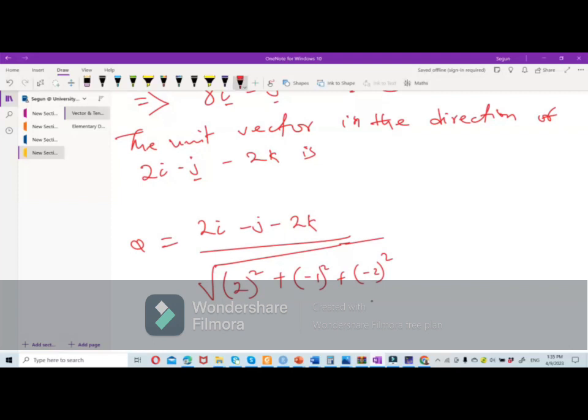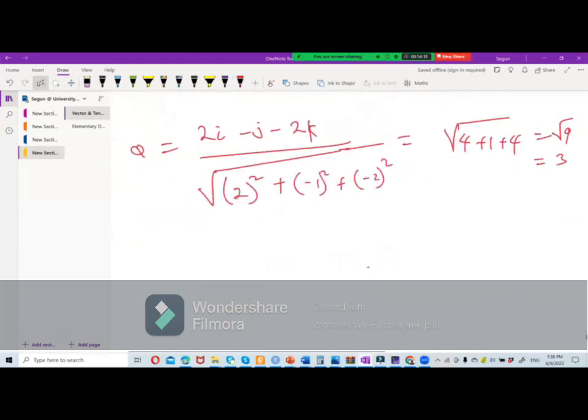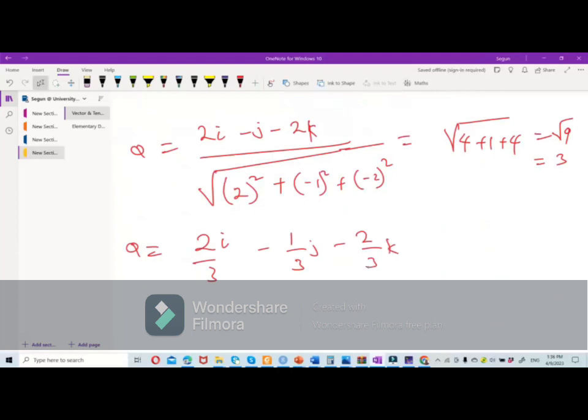So at the end of the day, remember we are still working on the direction. Let's solve the one in the square root. The denominator will be 4 plus 1 plus 4, which is square root of 9, which equals 3. So it simply means 3 will divide each of them. So we're going to have A equals 2i over 3 minus 1 all over 3 j minus 2 all over 3 k.